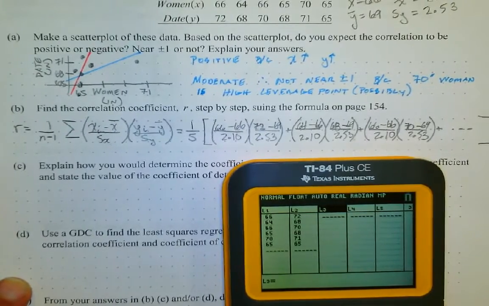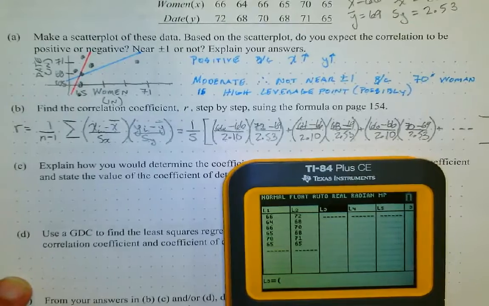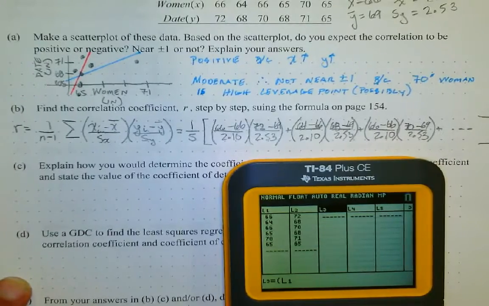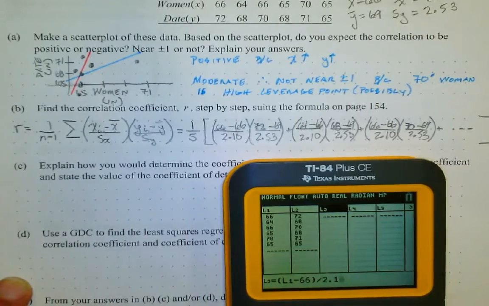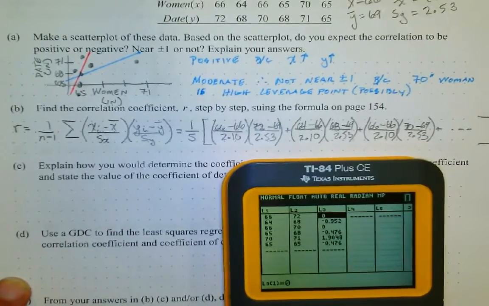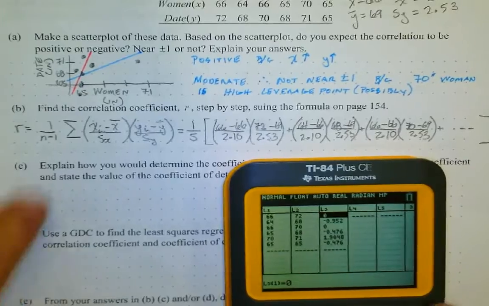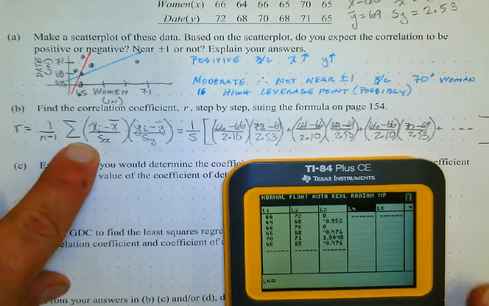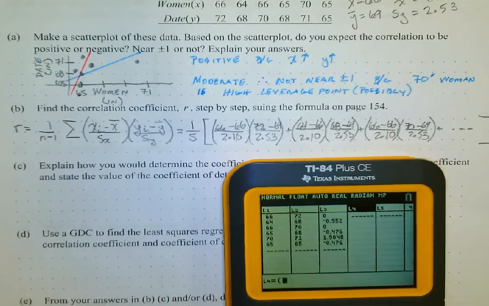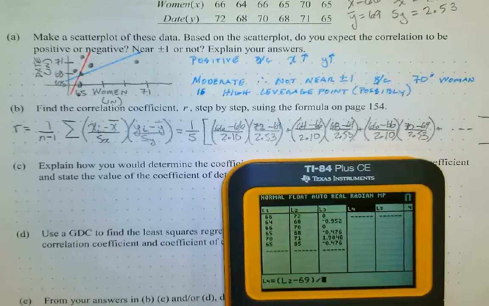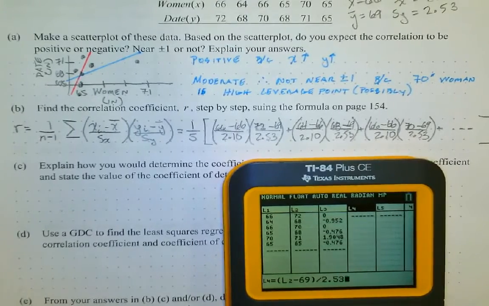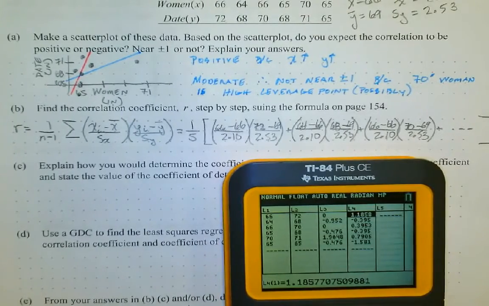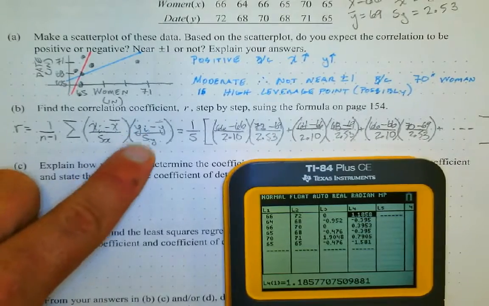I'm going to have L3 be given by parentheses L1 minus 66 divided by 2.10. That's going to be L3. So what's that giving me? That's giving me all of these, x sub i minus x bar all over s sub x. In L4, I'm going to put in parentheses second L2 minus 69 divided by 2.53. Set that into L4, and so these are all the y sub i minus y bars.